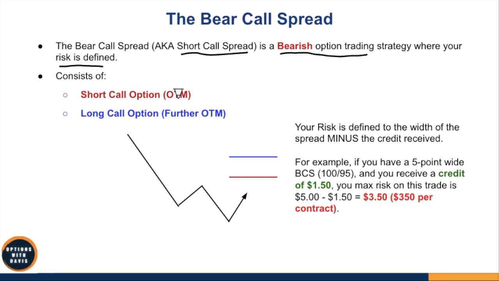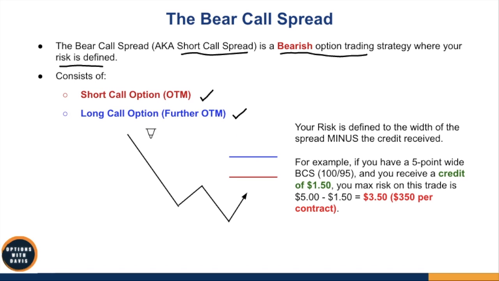So it consists of two single options, right? You have the short call option that is usually out of the money, or at least I like to place it out of the money. And then you have the long call option, where you buy back a call option that is further out of the money. So this way you define the risk to the maximum of this spread.